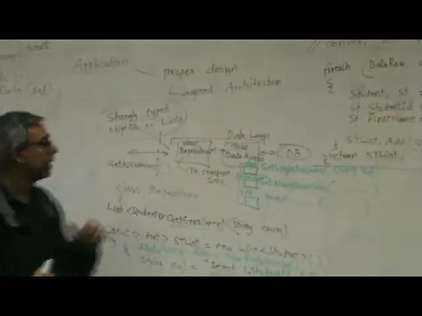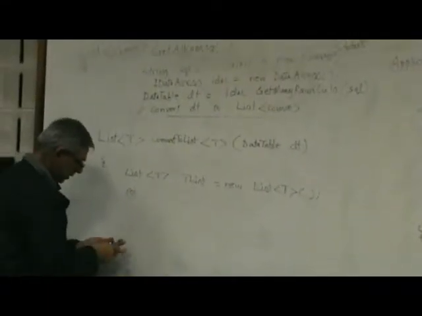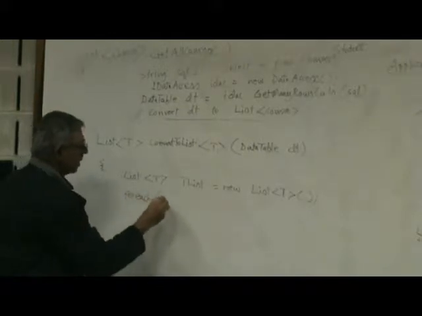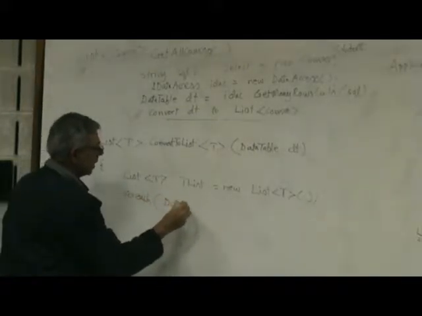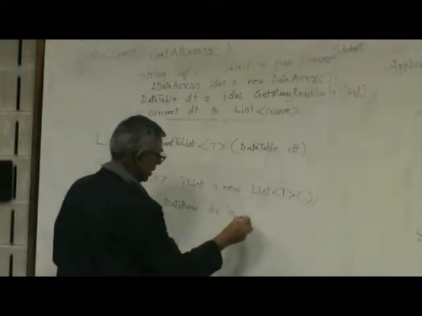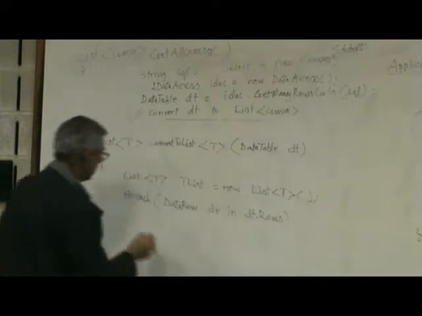A product, correct? If we were doing this part, T will be a course. Okay. So now what will our code look like? Let's start writing foreach. So for each data row, dr in dt.rows. Okay.